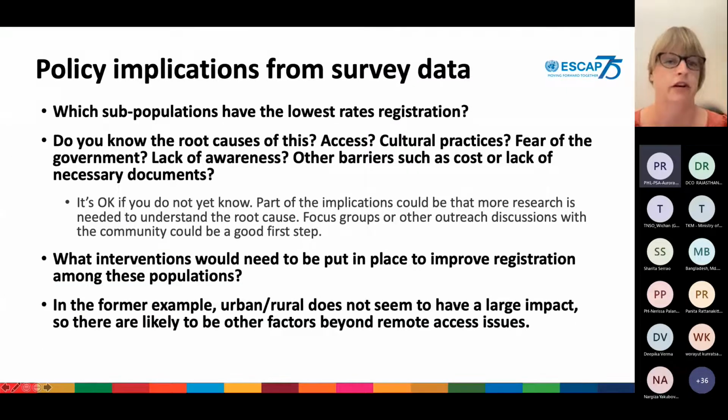So we kind of talked about some of these things, but you can look at the data from the DHS and just have a look and see what subpopulations that are being reported have the lowest rates. And then have a think about your country. Do you know what the root causes are? So why does one subpopulation have a lower registration than another?